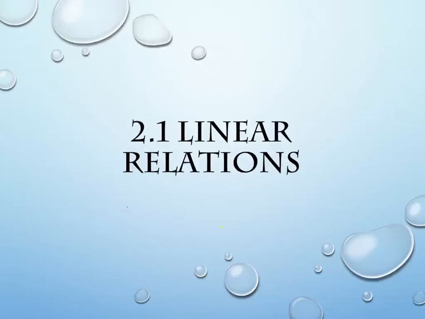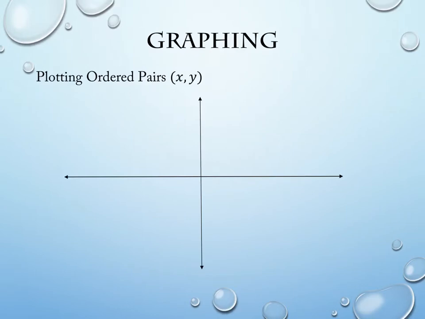Today we're going to start the second unit of intermediate algebra, and we're going to start by taking a look at linear relations. So to start with, we're going to talk a little bit about graphing. When we are graphing in our two-dimensional plane, our Cartesian coordinate system, as you well remember, I'm sure, you've got your x-axis as your horizontal axis, and your y-axis is your vertical axis. The x-axis is positive on the right, negative on the left, and the y-axis is positive above and negative below.